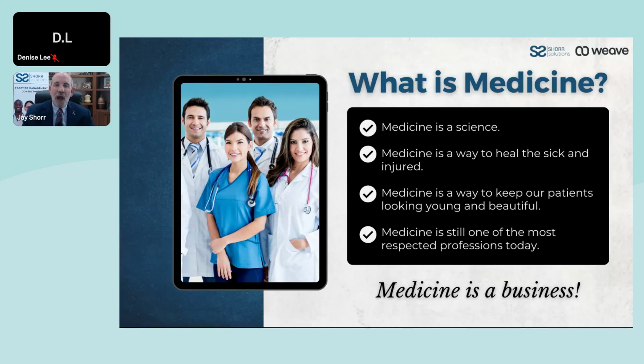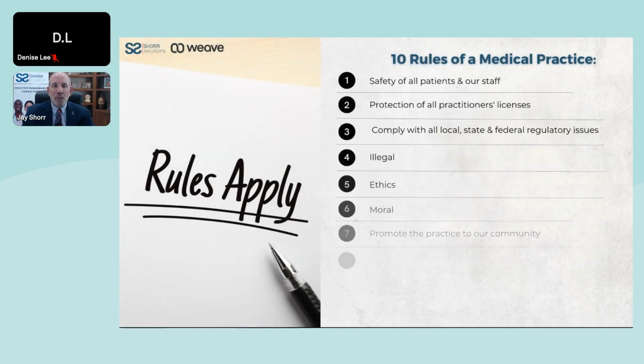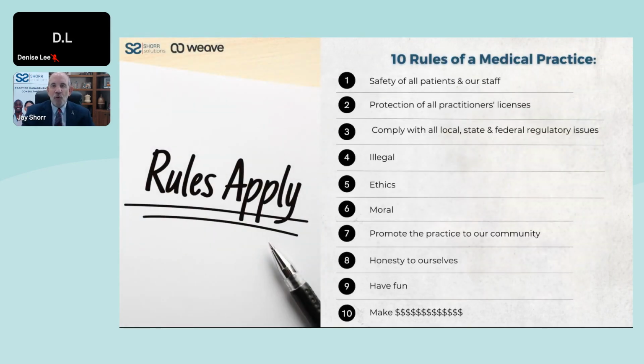So let's describe what are the most important priorities. Well, the 10 rules of a medical practice: number one, beyond all, is safety of all of our patients and our medical staff. Safety by far trumps everything. We won't have a practice, we won't have a business if we don't keep it safe, keep our patients safe, keep our staff safe. Secondly, we have to protect all of our practitioners' licenses.